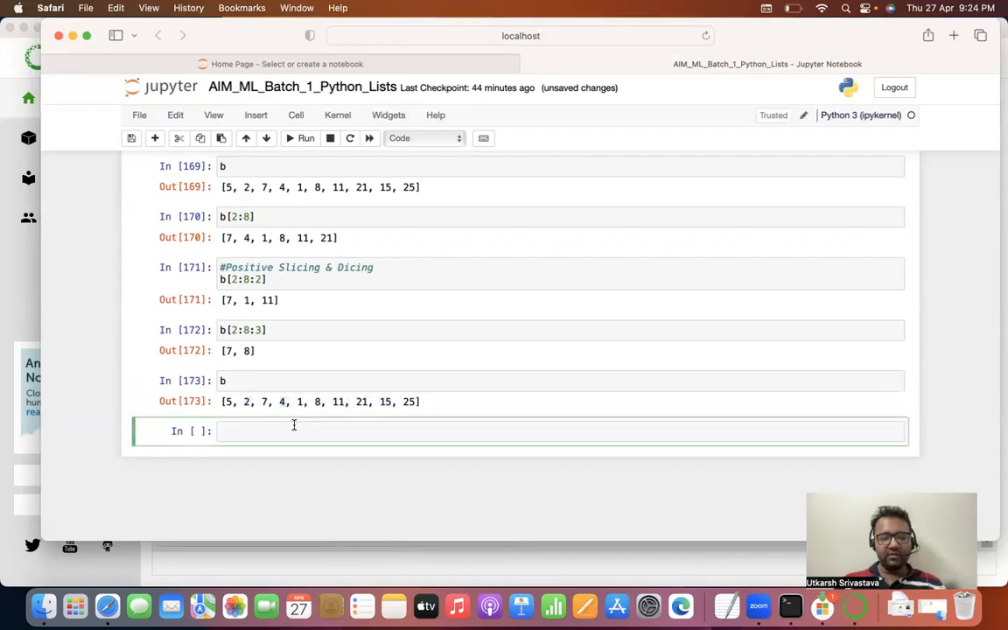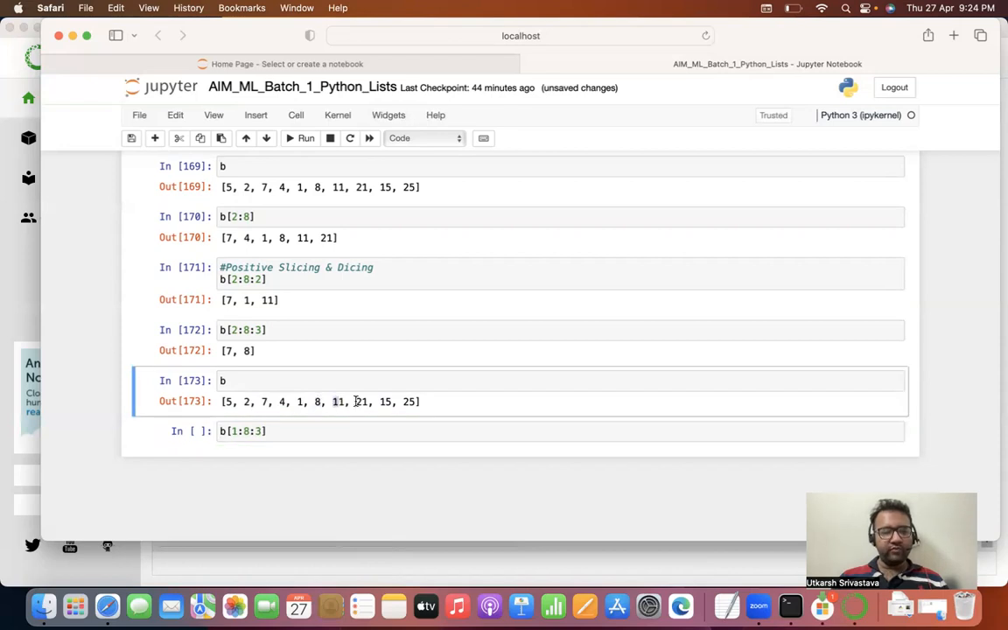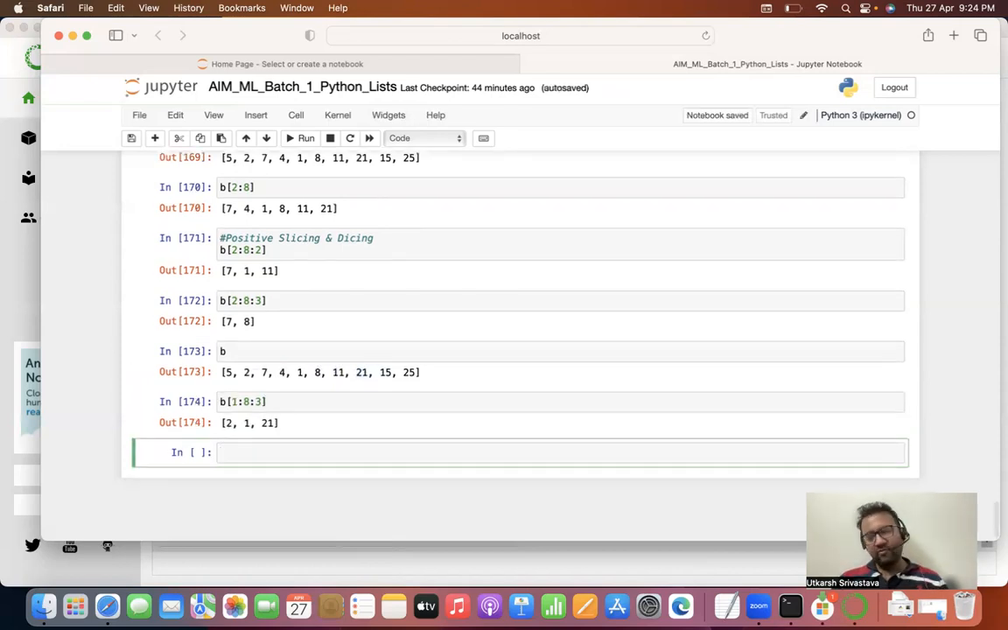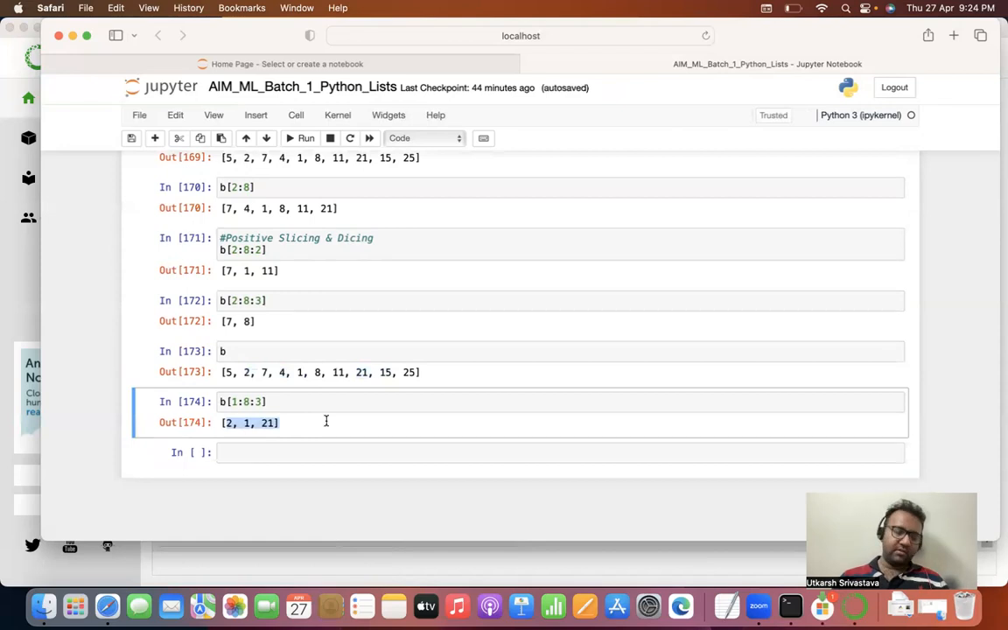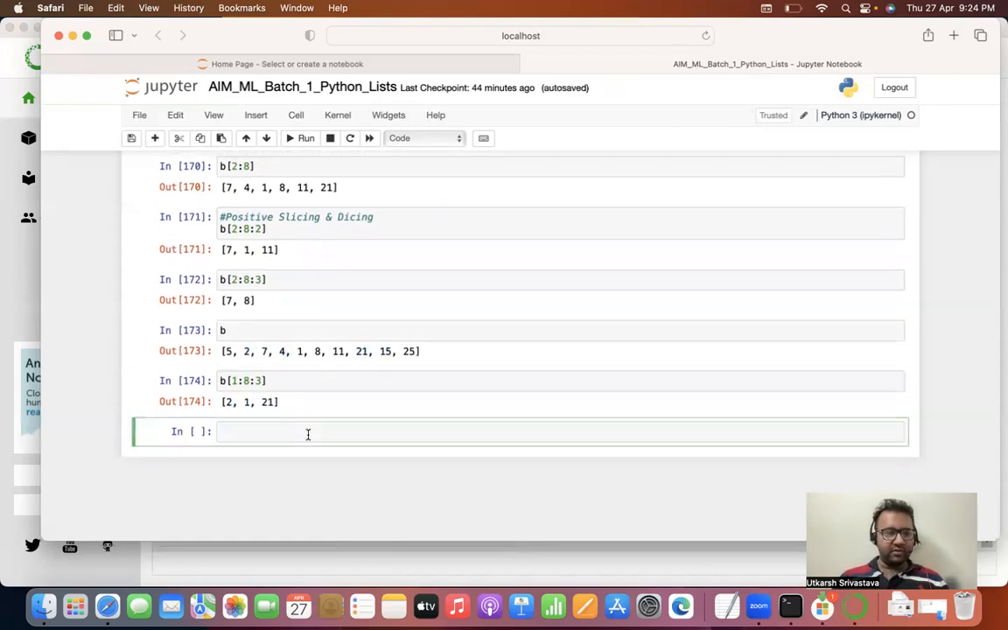So how will we do that? B, column one, column 3, so 1, 2, 3. We will get 2, 1, 21. All right, so this is what it is. Let us take one more example.